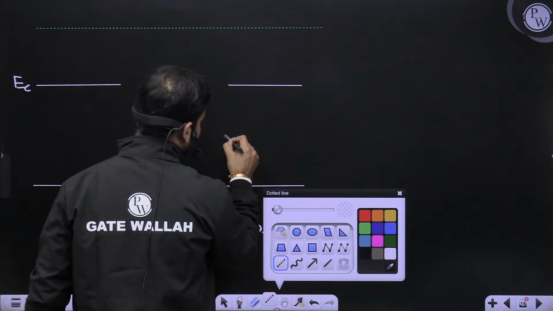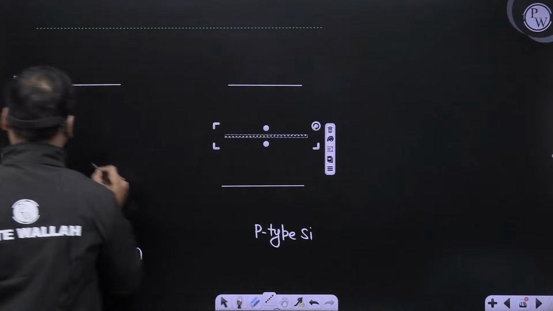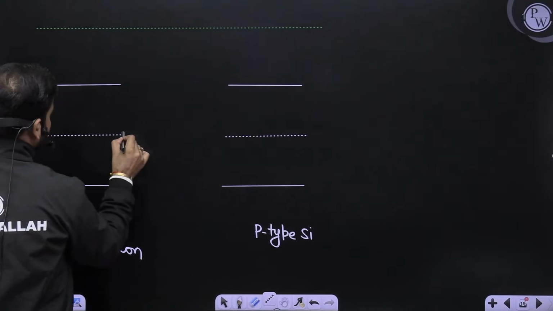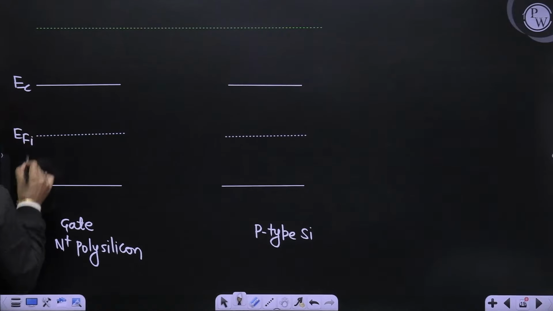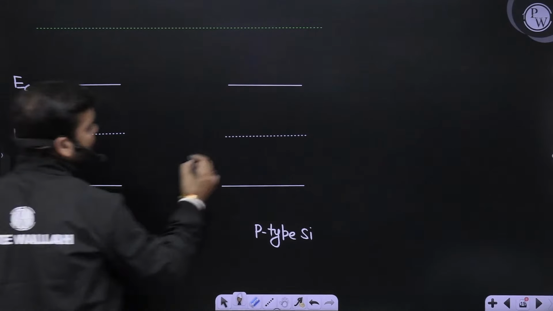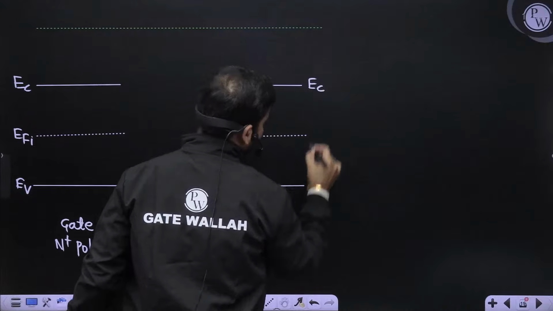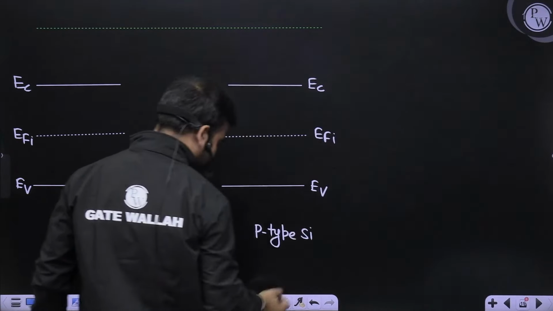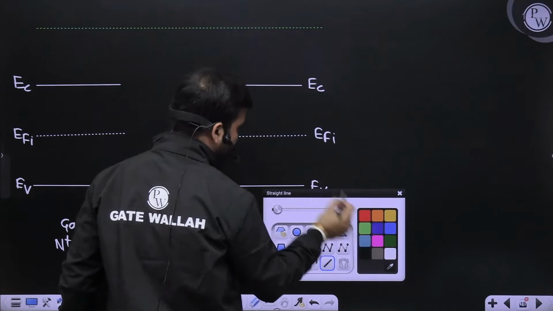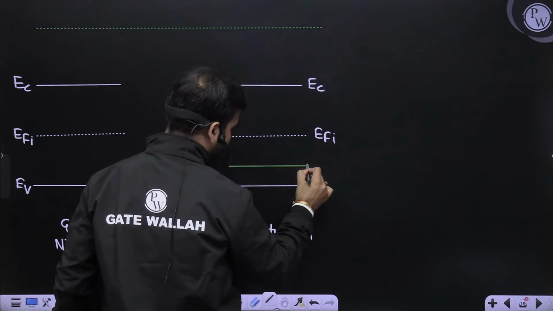Suppose this is your intrinsic Fermi level at the center roughly, and here it is also the intrinsic Fermi level. Okay, this is your intrinsic Fermi level EFI, and this is your valence band. Here also it is the conduction band. This is your valence band and intrinsic Fermi level. Since the substrate is P type, obviously your Fermi level will be over here. So this is your Fermi level.